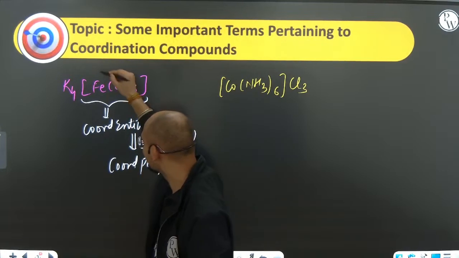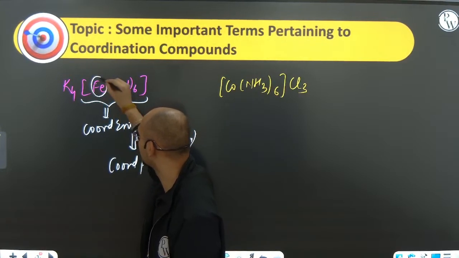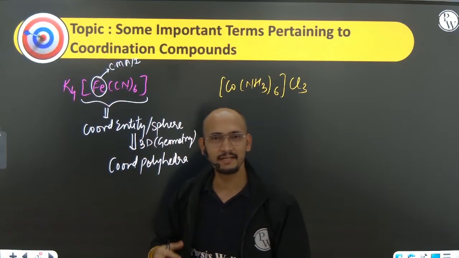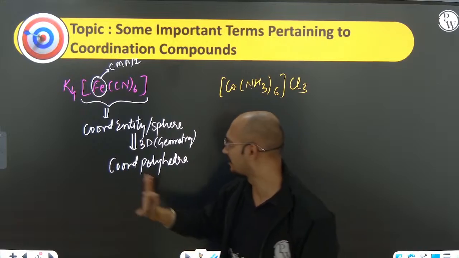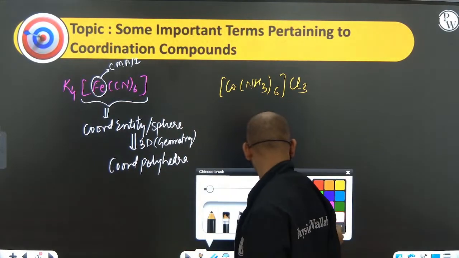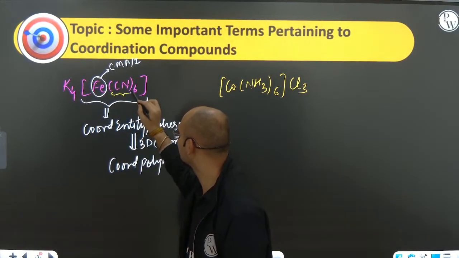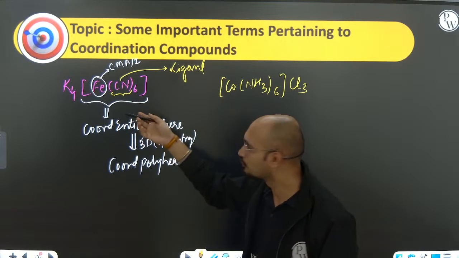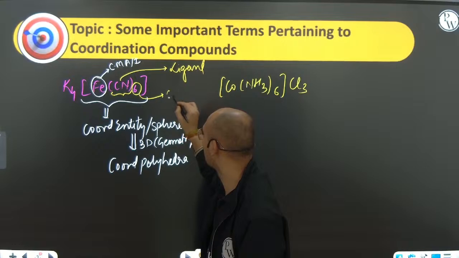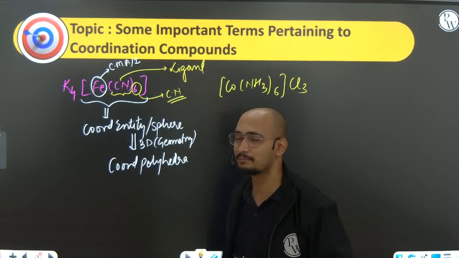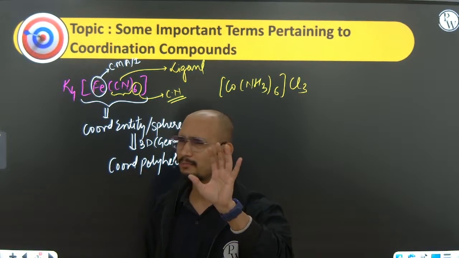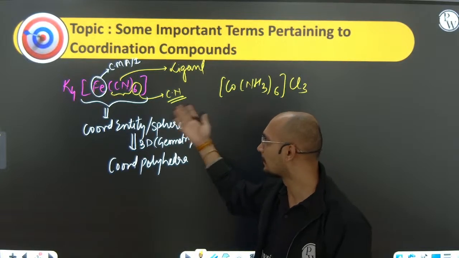Here we can see that there is one metal inside it. This metal is called the central metal atom or central metal ion. If it has some charge, it will be called a central metal ion; if it has no charge, a central metal atom. The CN6 are called ligands. And this is called the coordination number. The number of ligands around the central metal atom or ion is called the coordination number.